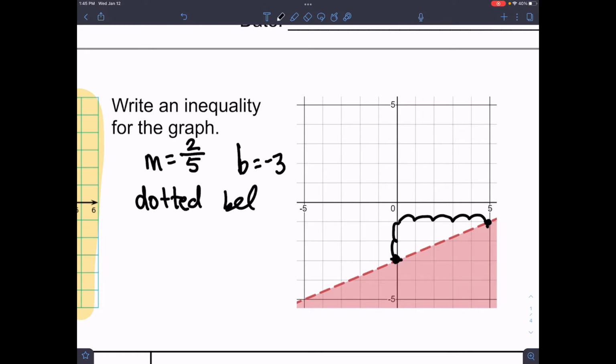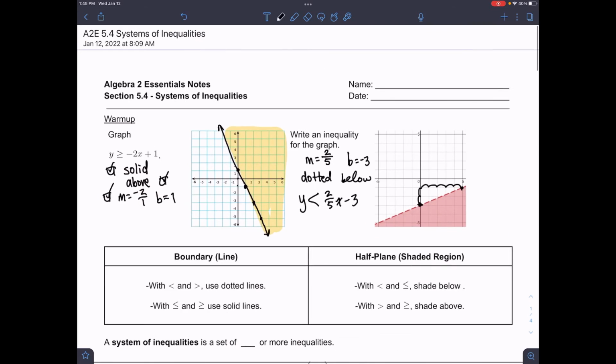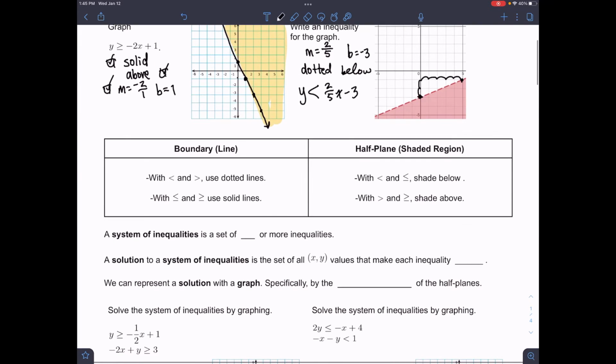Okay, I observe that this is dotted and it's below. So when I write my equation, it's just going to be mx plus b and then I have to pick the inequality sign that is for below or less than, and dotted, which would not have that line. Okay, so those rules are there in this table for your reference.